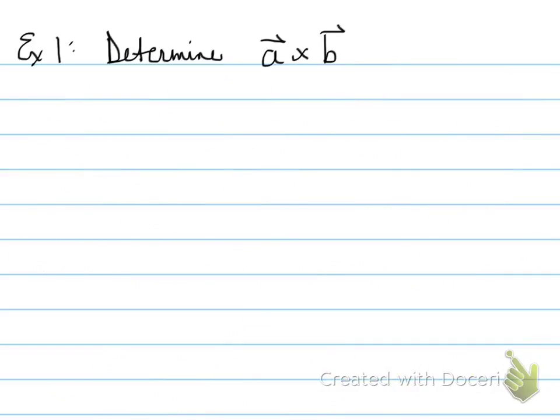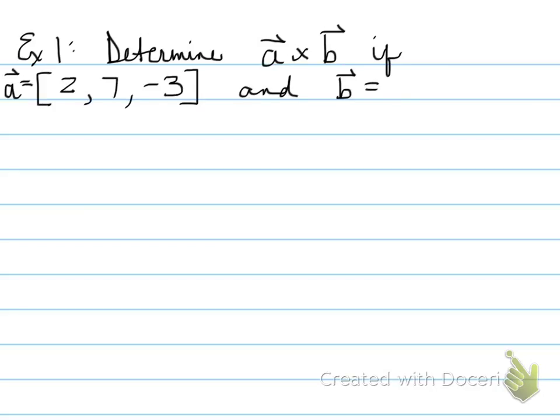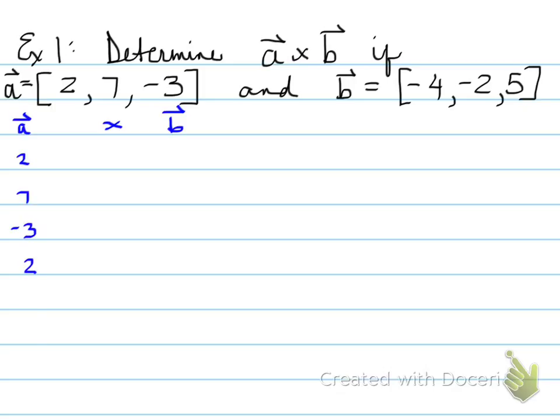So, example 1, determine the cross product of A and B if vector A is equal to this vector and vector B is equal to this vector. To find the cross product, we write A cross B, and what we do is write each vector out twice, vertically. So there's our first vector, vertically. There's our second vector, vertically. Notice we write out our first vector twice, going down. That's vector A, because that's the first vector. We have vector B, the second vector, and we write that out twice.